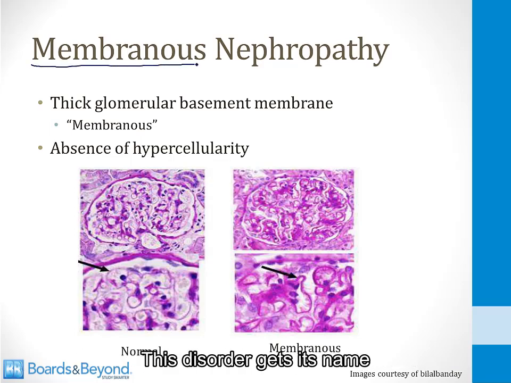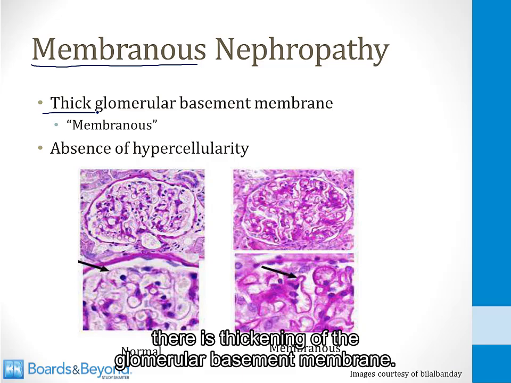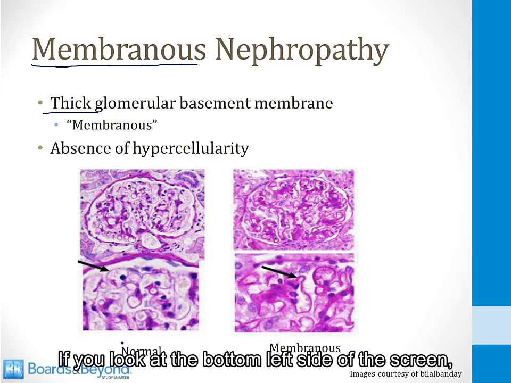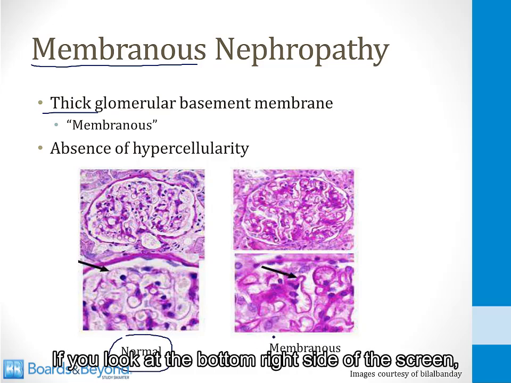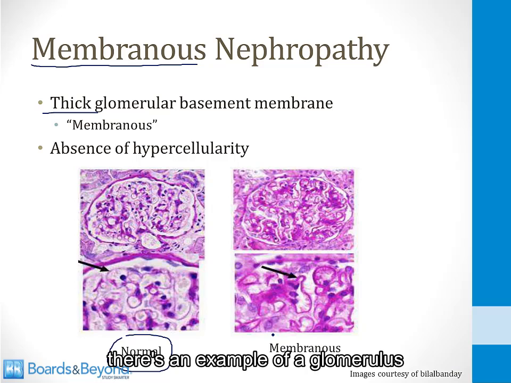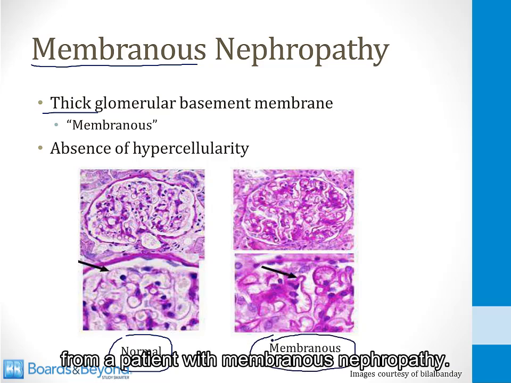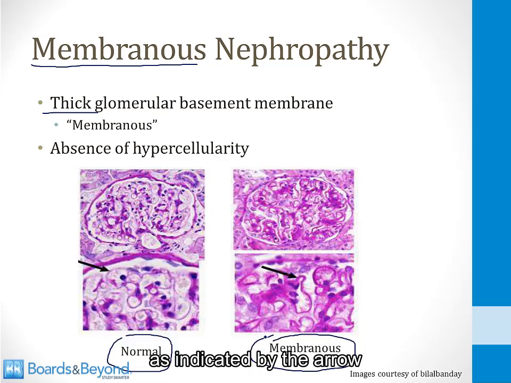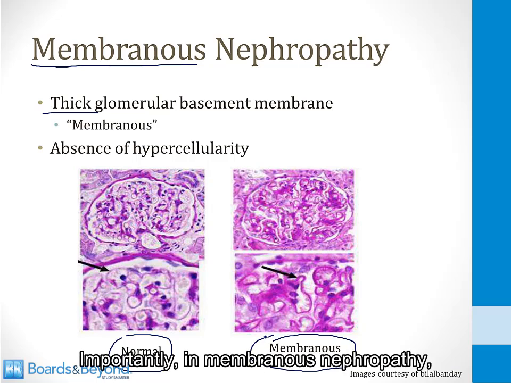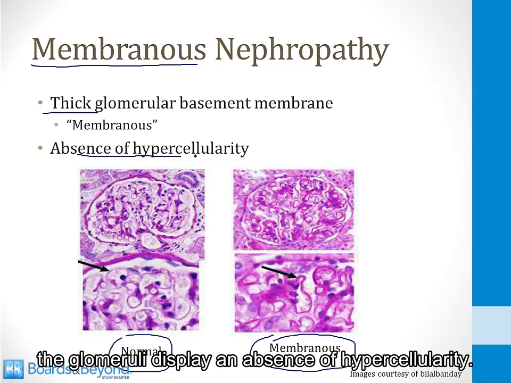This disorder gets its name because in membranous nephropathy there is thickening of the glomerular basement membrane. If you look at the bottom left side of the screen, there's an example of a normal glomerulus. If you look at the bottom right side of the screen, there's an example of a glomerulus from a patient with membranous nephropathy. Note that the glomerular basement membranes are thickened as indicated by the arrow in the bottom right side of the screen. Importantly, in membranous nephropathy, the glomeruli display an absence of hypercellularity.